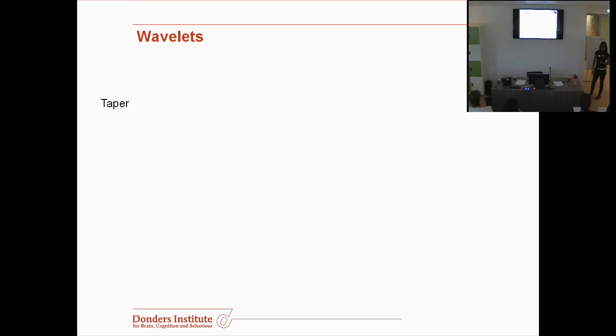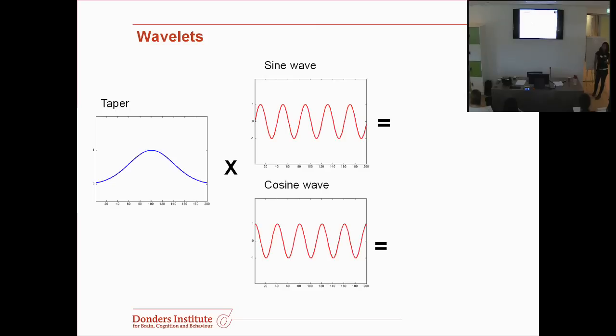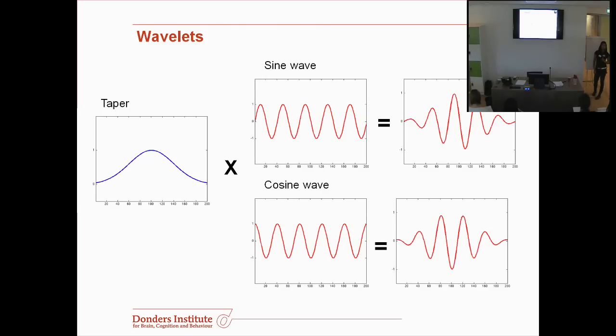Okay, so what is a wavelet? Well, a wavelet is actually comprised of two things that we've talked a lot about in this lecture. It is a taper applied to a basis function, and this is what you get. This is a wavelet.